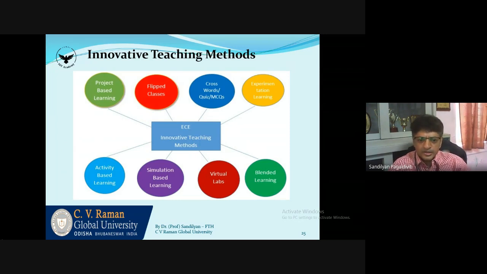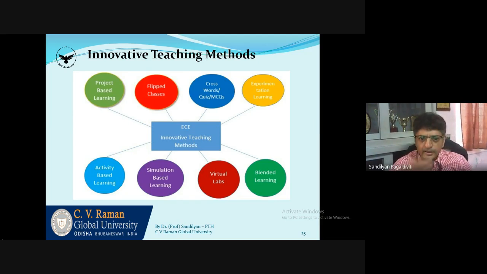See, I have shared, these are limited. This is not that this is the complete list. There is much more. I have shared some innovative teaching methods here. So if you look at it, it could be project-based learning. Flipped classes are becoming very popular in these days. You can try it out. You can use crosswords, quizzes, MCQs.